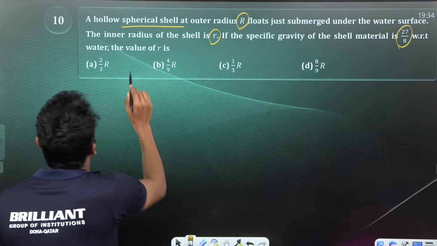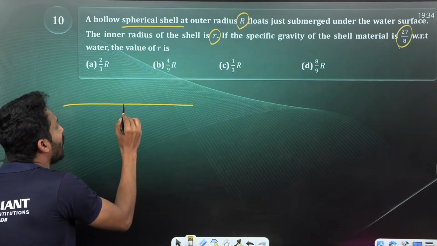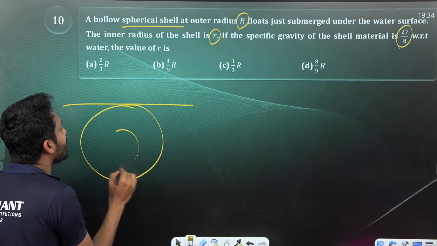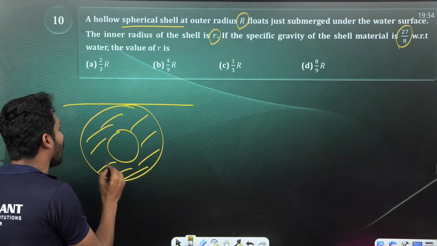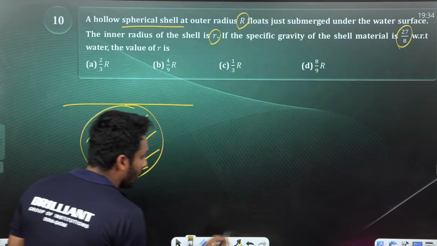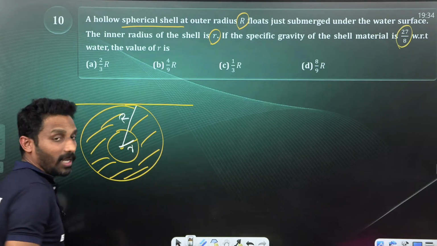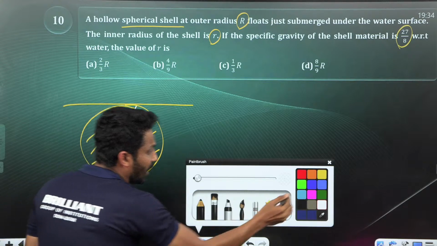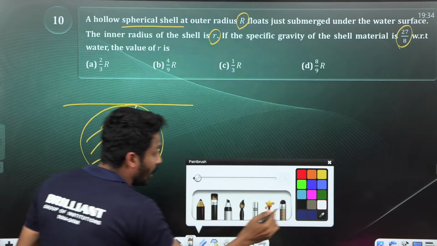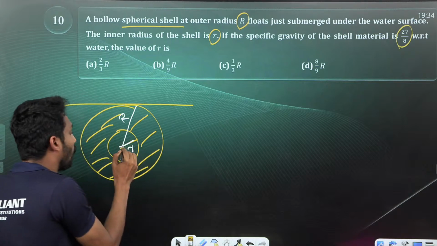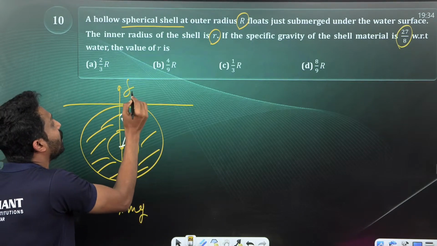Then the value of small r is, see, the condition is this is the surface of water and here a shell is just floating. It has this much material. This is small r, this is small r, and this one is capital R. Now we understand that the net force is balanced, that's why it is floating there, which means its weight mg downward is balanced by the buoyancy, isn't it?